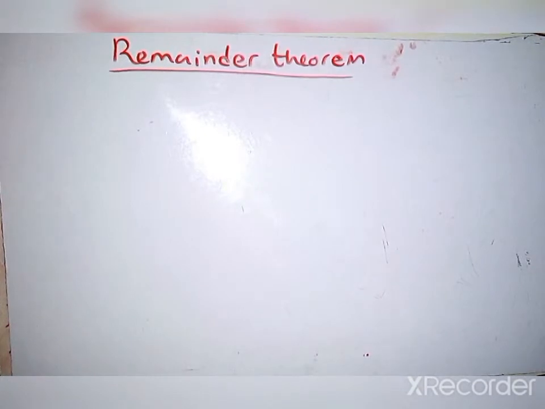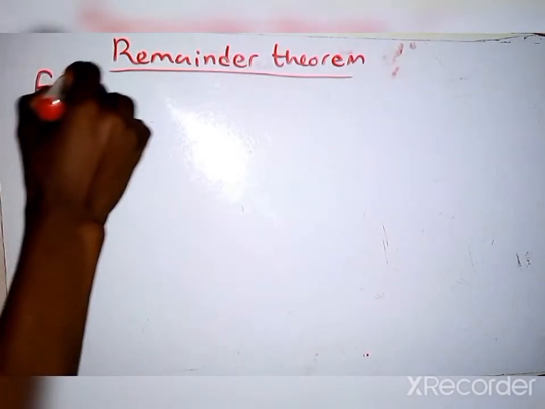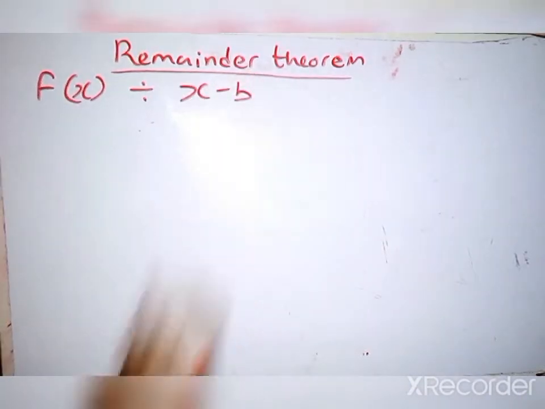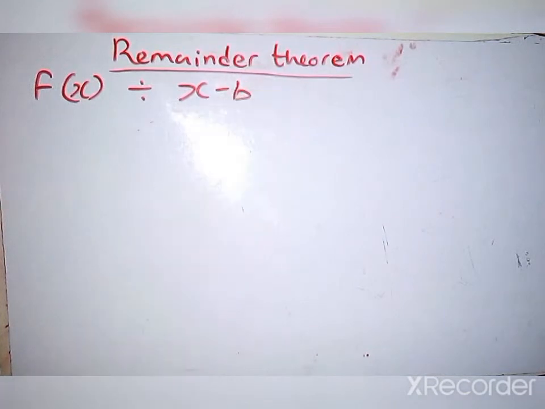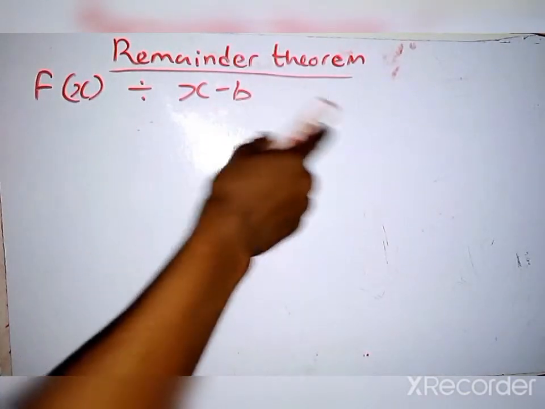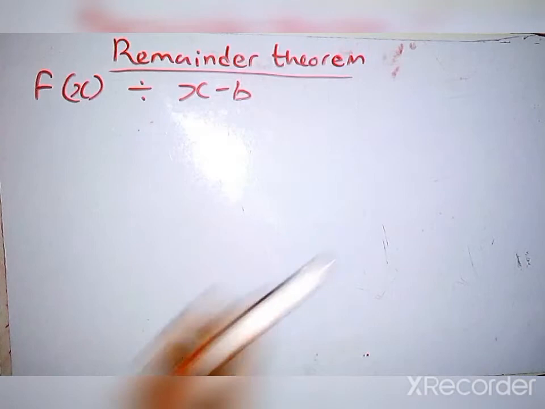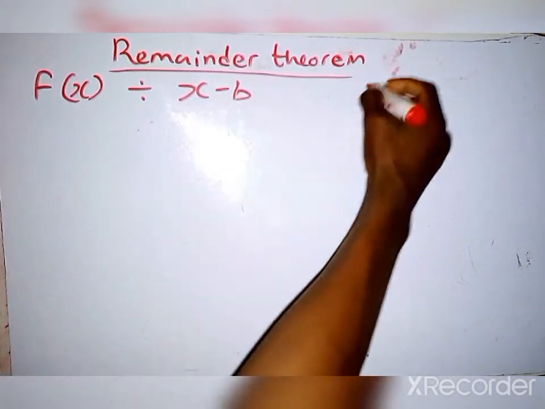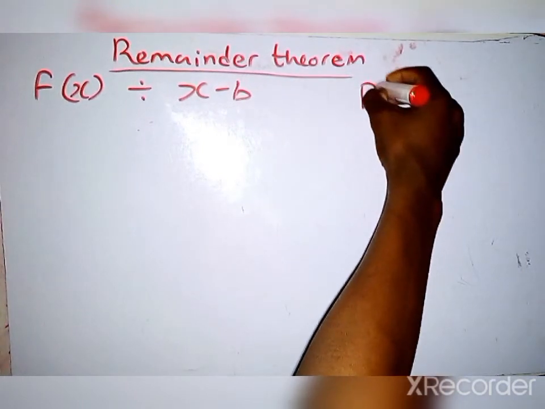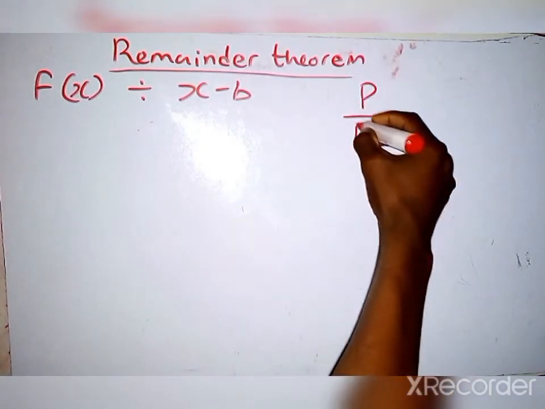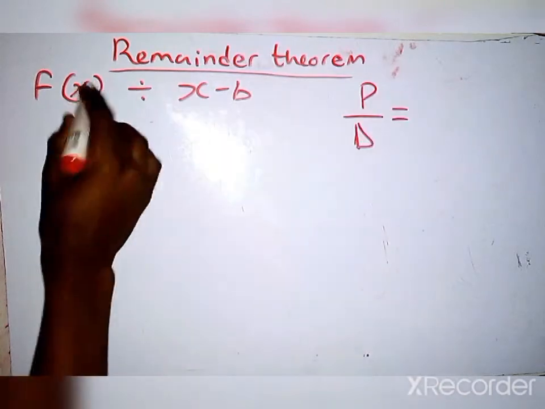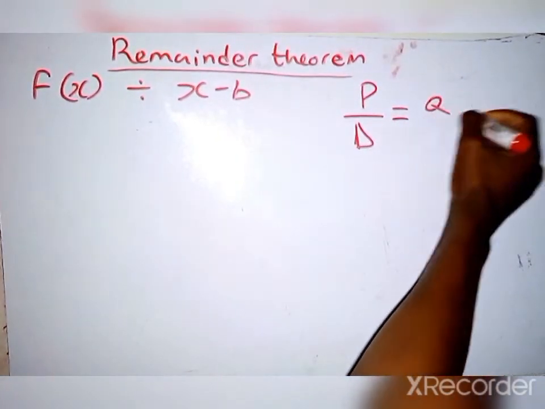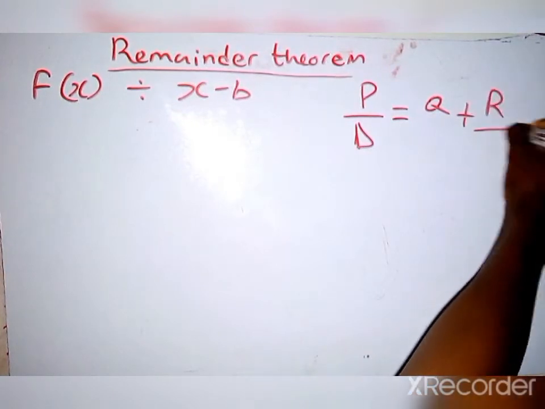So this is it. Let's say a function of x is divided by x minus b. From the formula, we have polynomial over divisor equals quotient plus remainder over divisor.